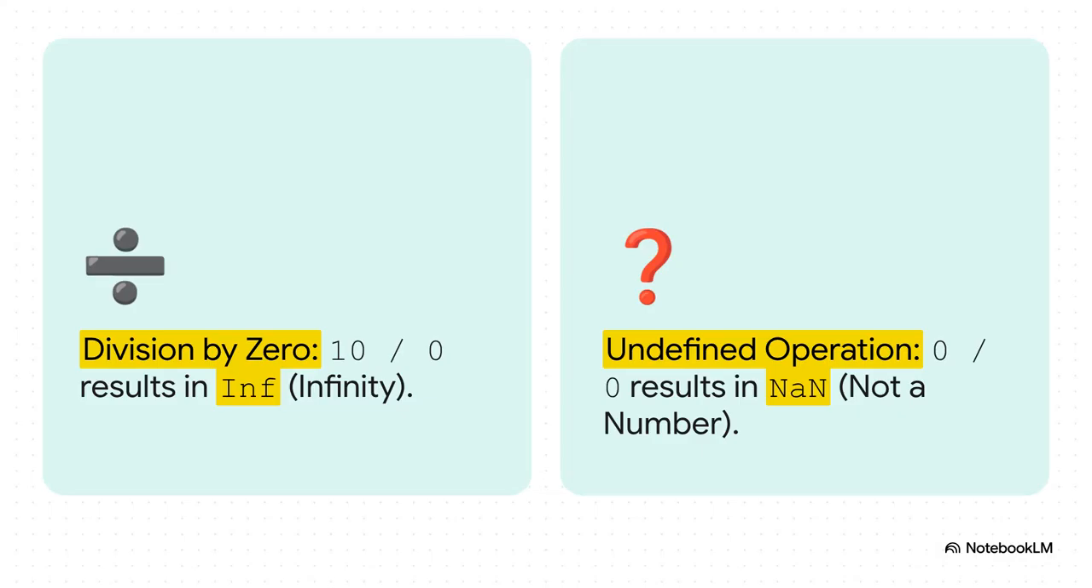Okay, this one is a huge deal, especially when you're trying to figure out why your code isn't working. What happens when the math goes a little sideways? If you divide a number by 0, MATLAB doesn't crash. It just gives you Inf for infinity. But if you try something that's totally undefined, like 0 divided by 0, you get NaN, which literally means not a number. Knowing the difference is a key debugging skill, trust me.